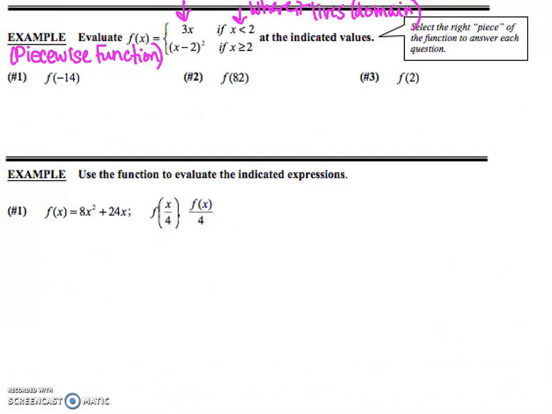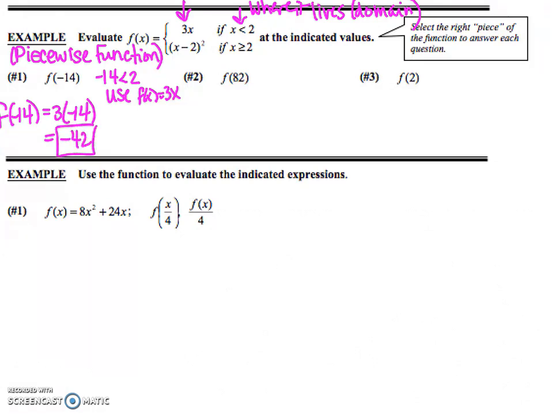So number 1, f of negative 14. Where does negative 14 live? Is negative 14 less than 2, or is negative 14 greater than or equal to 2? It's less than 2, right? Negative 14 is less than 2, so we're going to use f of x equals 3x. So f of negative 14 is going to be equal to 3 times negative 14, which gives us negative 42.